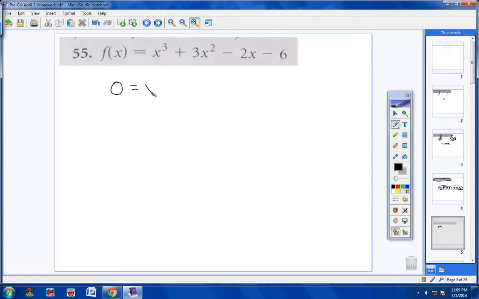And so you pull out what's common in the first two, which is x squared, and you're left with x plus 3, okay?